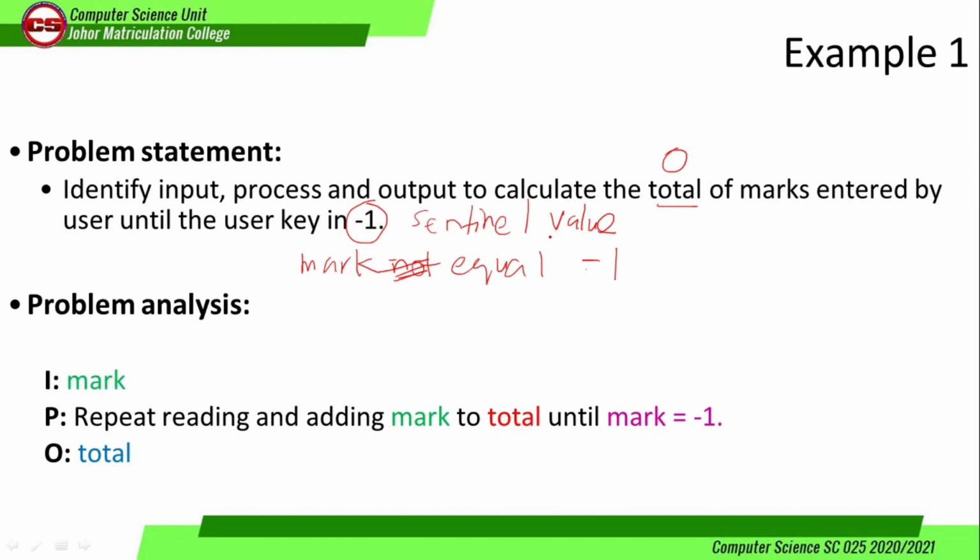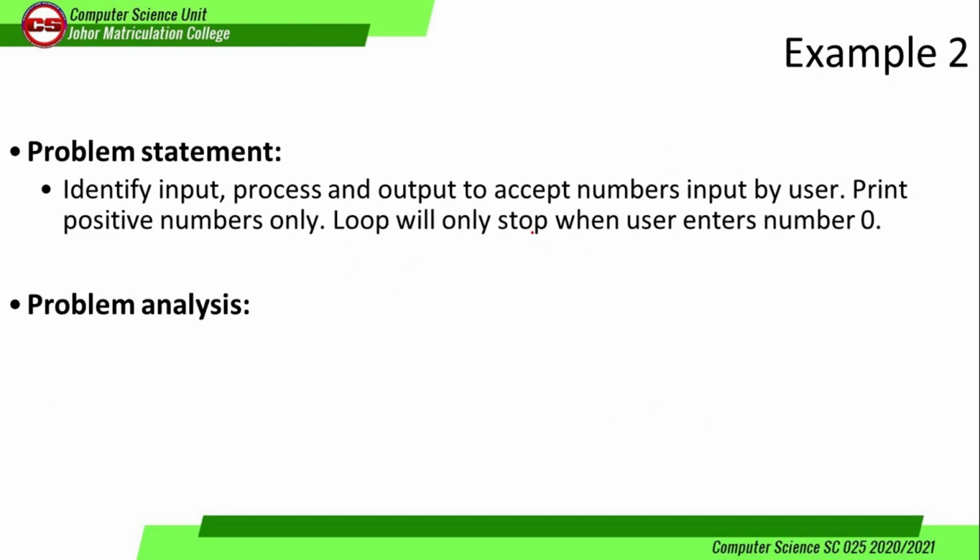Okay, so we go to example number 2. To accept number input by user. Input is a number. And then print positive number only. It means here, from the user input, they determine the positive number only. So it wants to print positive number. So it's an output.